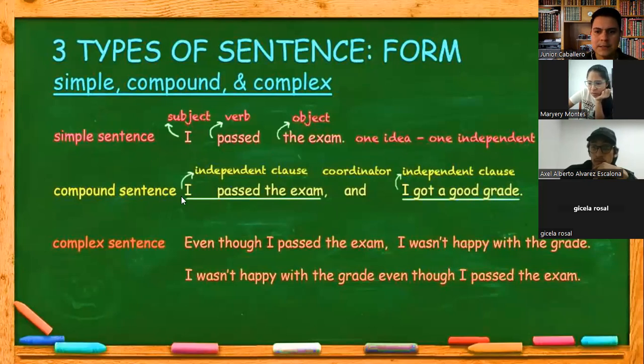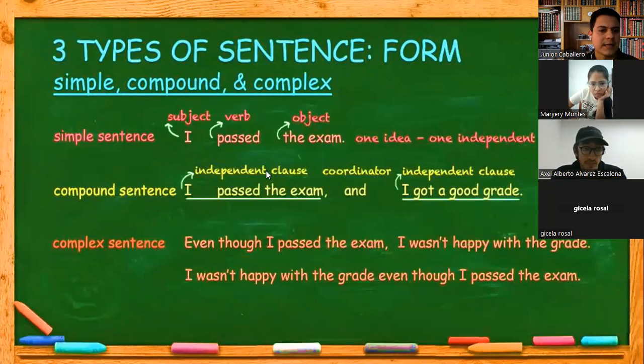Why is this an independent clause? Because the idea is complete. If I say this, I'm not missing any other word. I'm not missing a verb. I'm not missing any other subject, or I don't need more information to understand the idea.